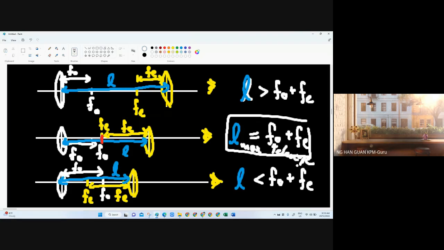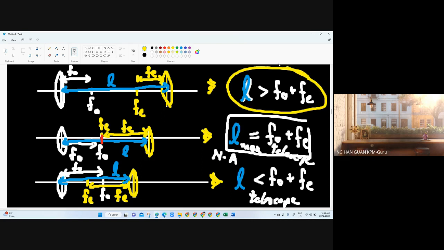So max on the telescope, we call it normal adjustment. Then the other one will be less. It's also for telescope. Right? This is also for telescope. So it means our left only one, this is more than FO plus FE, this is only for the microscope. Right? This is for the microscope.